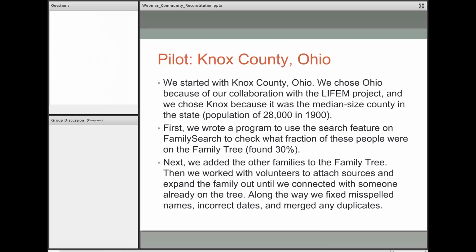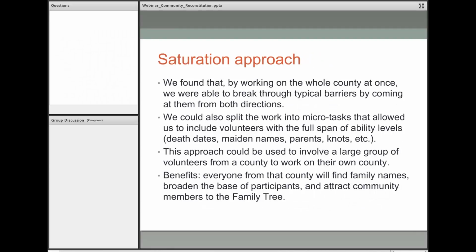But what was amazing is then we started to add the other people to the family tree. And then we worked with volunteers to attach sources and expand out until we connected with someone already on the tree. And along the way, we fixed misspelled names, incorrect dates, and merged any duplicates. We actually found that by working on the whole county at once, we were able to break through the typical barriers by coming at them from both directions.